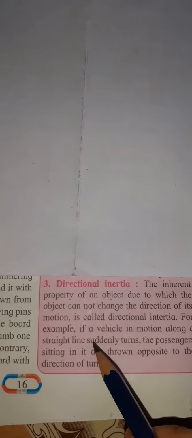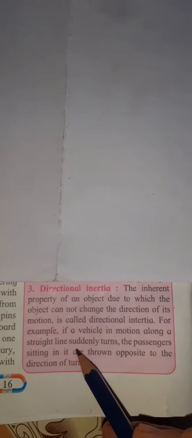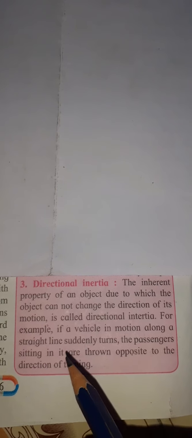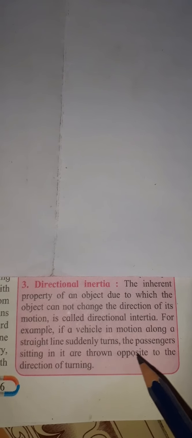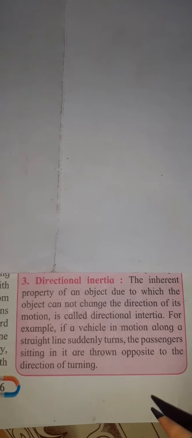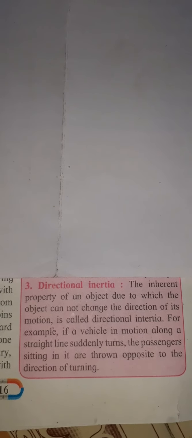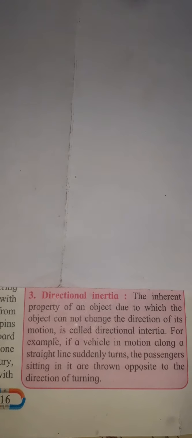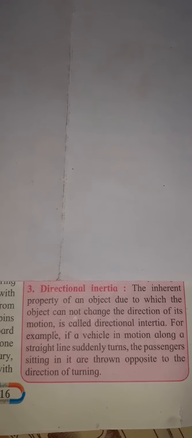Here they have given the example of a vehicle in motion, moving in a straight line, so its inertia is straight. All of a sudden when it takes a turn, the passenger sitting will be thrown opposite to the direction of turning. So this is what they are trying to say. When something is moving, it has inertia of motion in a particular direction, that is straight. All of a sudden when the direction changes, it takes time for the inertia to accept that change. It is called directional inertia.